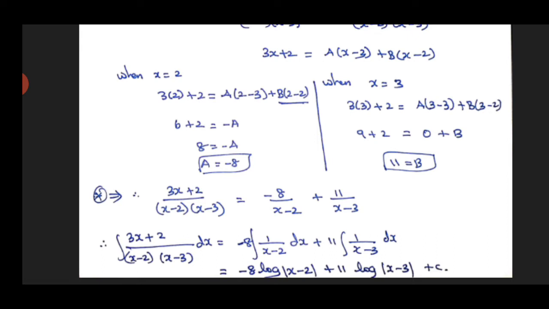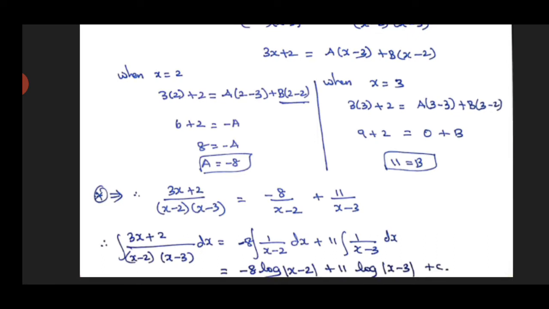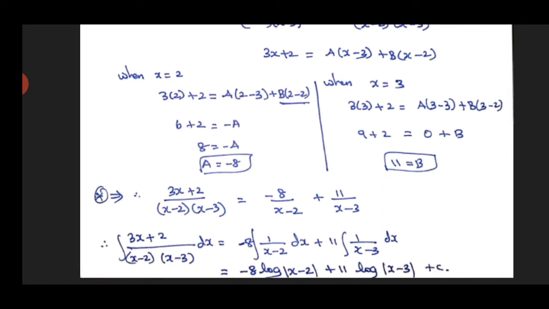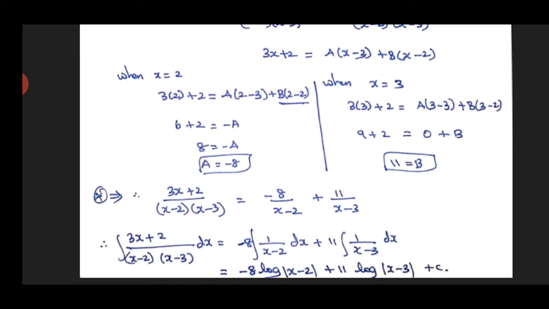To eliminate b, we can apply x = 2. Now applying it, the left side is 3 × 2 + 2, equal to the right side a(2 − 3) + b(2 − 2). You can see b(2 − 2) I have underlined because that's going to become 0. 2 − 2 is 0, and 0 times anything is 0, so I have not written it. So 3 × 2 becomes 6, plus 2 is 8, equal to −a. So a = −8.